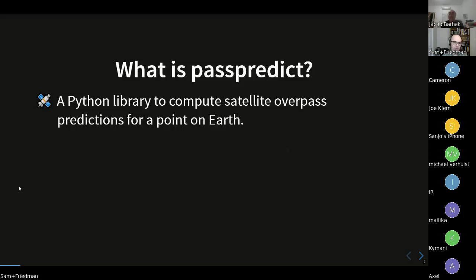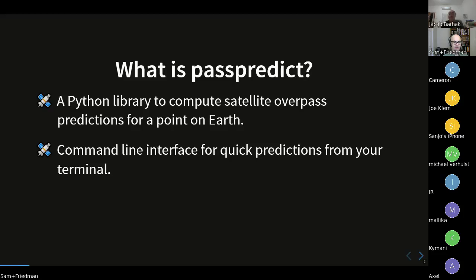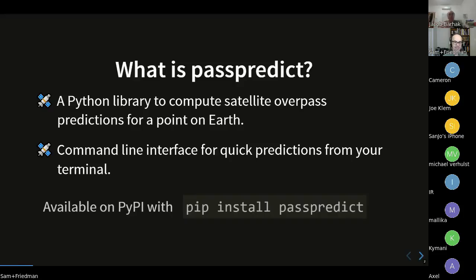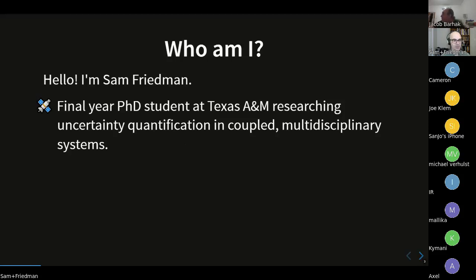This passpredict library that I created is a tool to compute a satellite overpass for a specific location on Earth. And it includes a command line interface for quick predictions from your terminal, should you choose to find out when the space station is going to be over your house. And it's available on PyPI with a pip install passpredict, which I always like because it's just so simple, rolls off the tongue.